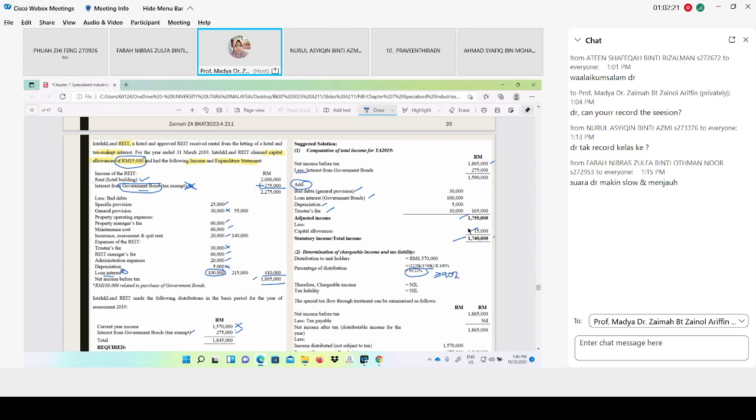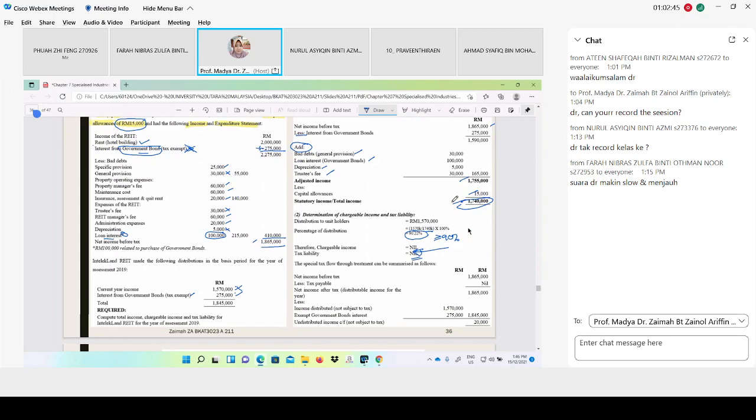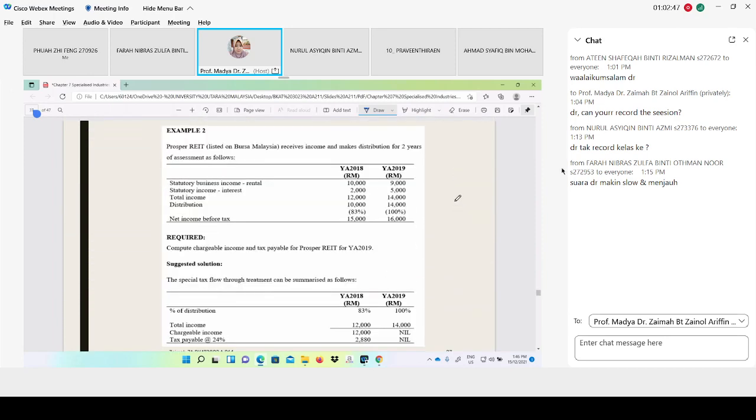This is greater than 90%. So the total amount of total income now will be exempted from tax because the company distribute more than 90% of the total income to the unit holder. So no chargeable income and no tax liability. Okay, because they distribute more than 90%. Okay, this example two is only to show to you how to compute the percentage.